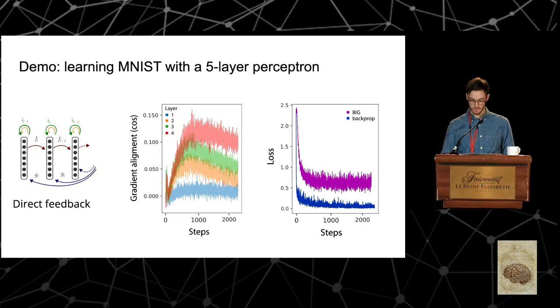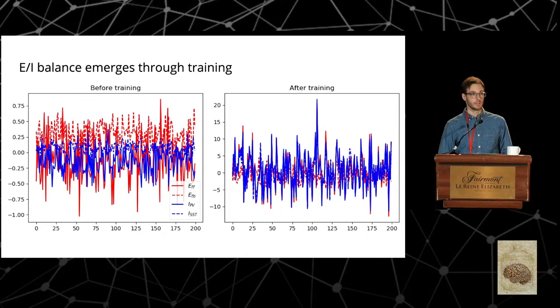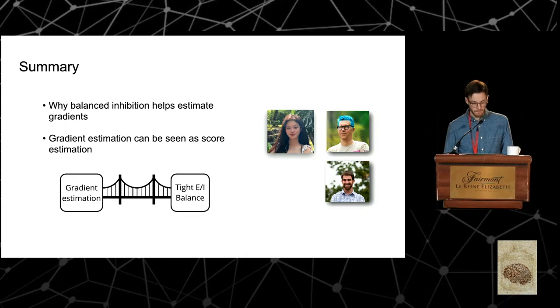So we're still working through what we're missing, but we do know that at least some of the biological phenomena that we're attempting to reproduce, including this notion of tight E/I balance, is matched. So on the left here, I have in one node in this network these four currents before training, and on the right after, and you can see that they match quite closely.